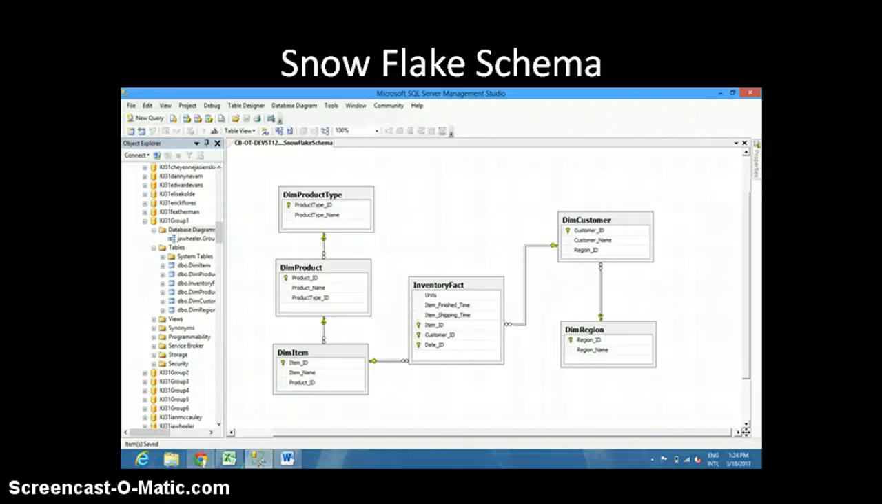This all leads us into our snowflake schema. So we created a table for each one of these previous tables in SQL Studio, and use the primary key relationships in order to connect them and create this snowflake schema.